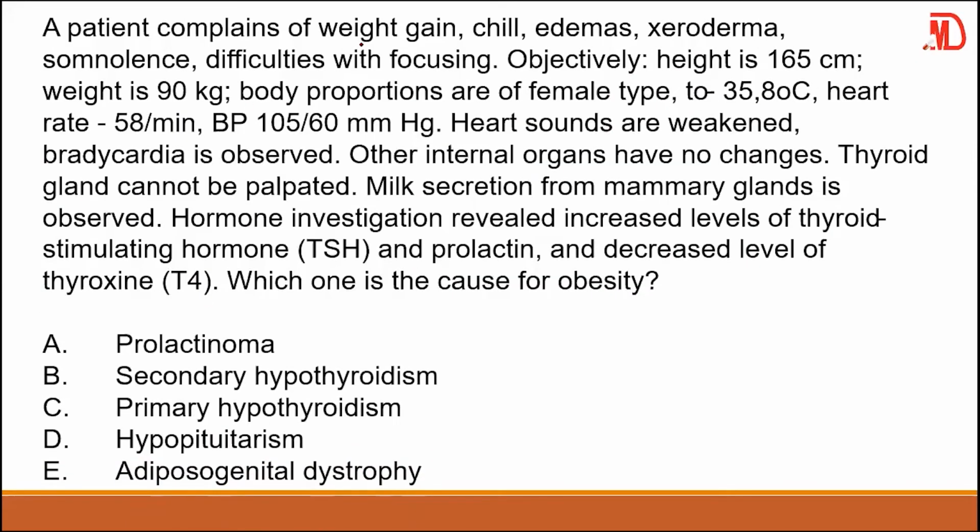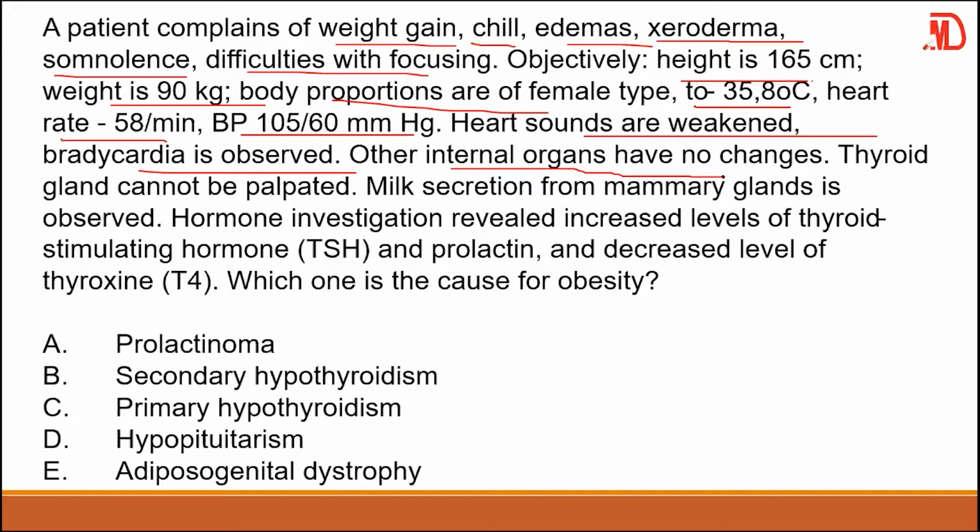A patient complains of weight gain, chills, edemas, xeroderma, somnolence, difficulty with focusing. Height is 160, weight is 90. Body proportions are of female type. Temperature 35.8. Heart sounds are weakened, bradycardia. Other internal organs have no changes. Thyroid gland cannot be palpated, that means it's not big. Mixed secretion from the mammary glands is observed. Hormone investigation, guys, this is your clue. Everything that I just said is not necessary, but this is your major clue. Hormone investigation revealed increased levels of thyroid stimulating hormone, TSH, and prolactin, and a decreased level of thyroxine.